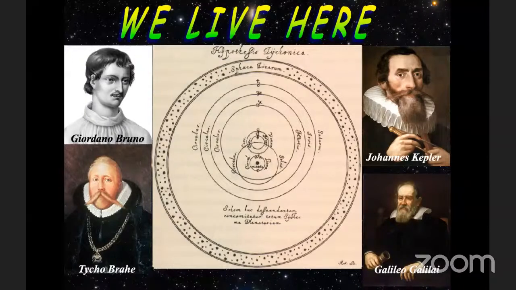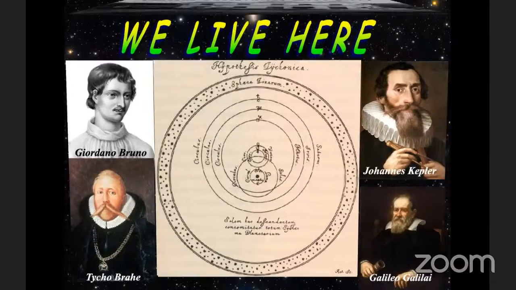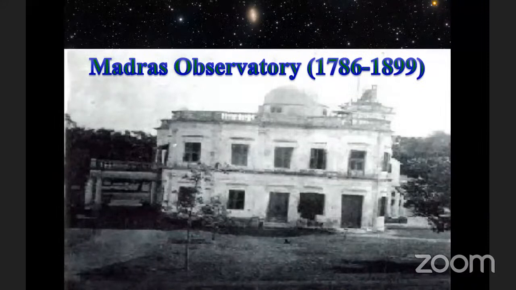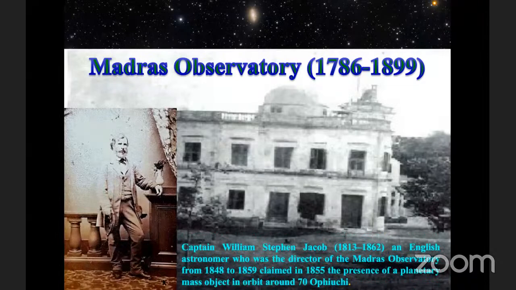Finally, the first official report of a possible discovery of an exoplanet came from Madras Observatory, which was functional from 1786 to 1899. After 1899, this Madras Observatory was shifted to Kodaikanal Solar Observatory at Kodaikanal, which traces back to the Indian Institute of Astrophysics and got its center at Bangalore in 1971. So this year we are celebrating the 50th anniversary of the Indian Institute of Astrophysics, which actually originated from Madras Observatory. And in 1855, the then director of Madras Observatory, Captain William Stephen Jacob, did some astrometric calculation of a binary star called 70 Ophiuchi.